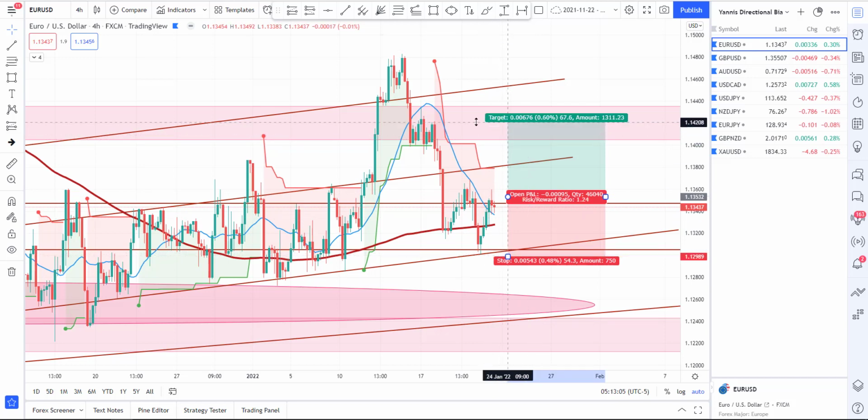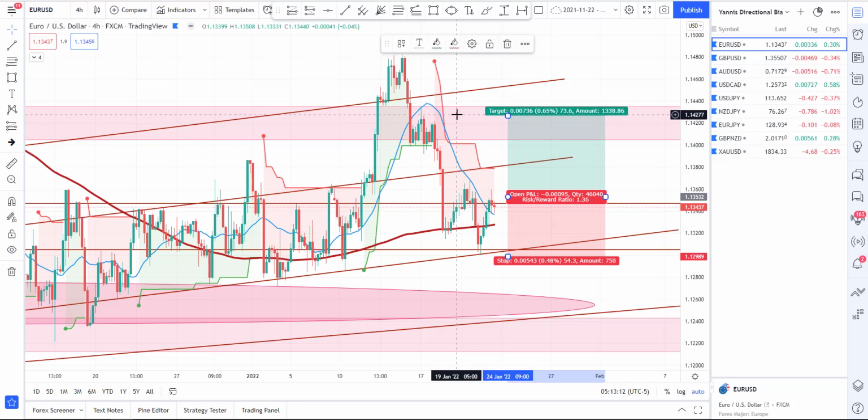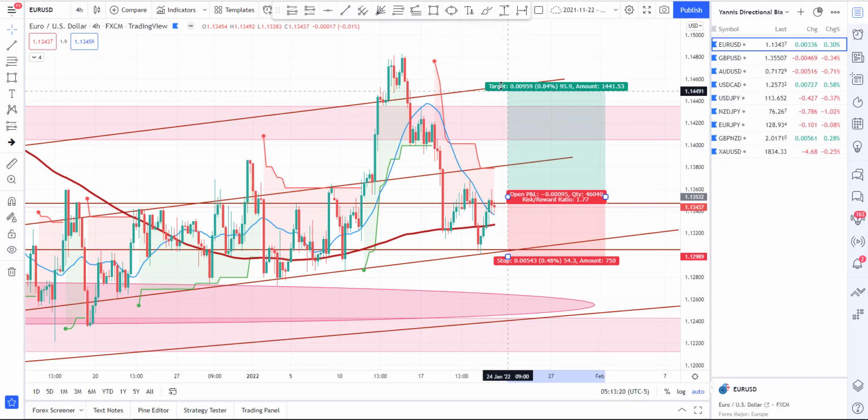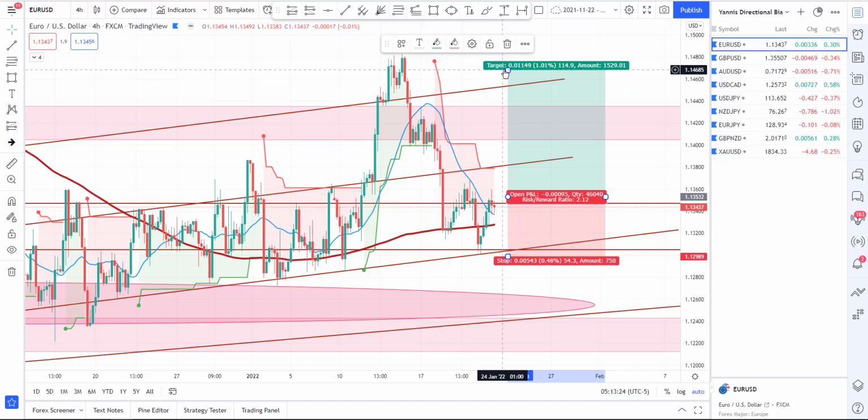My first target, if I'm a conservative trader, would be around here, which is about a 1.3 risk to reward ratio. But if that long materializes, I would expect the euro to try and retest the previous highs, and that will give me an excellent trade above 2 as a risk to reward ratio.